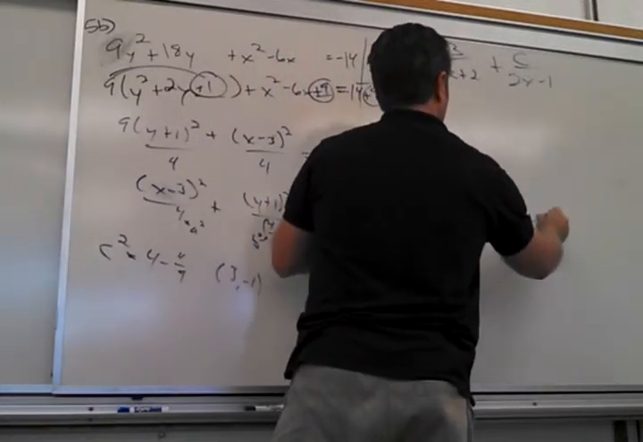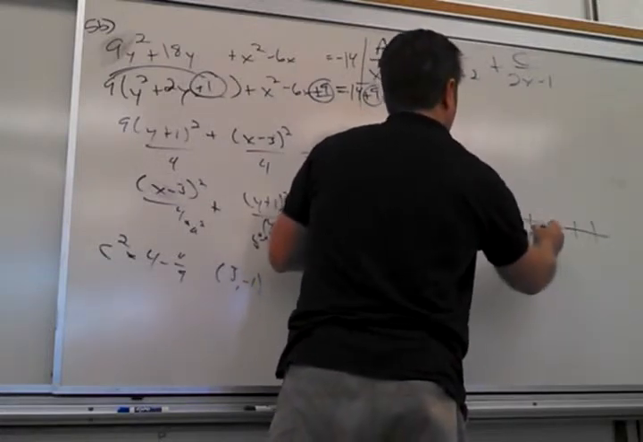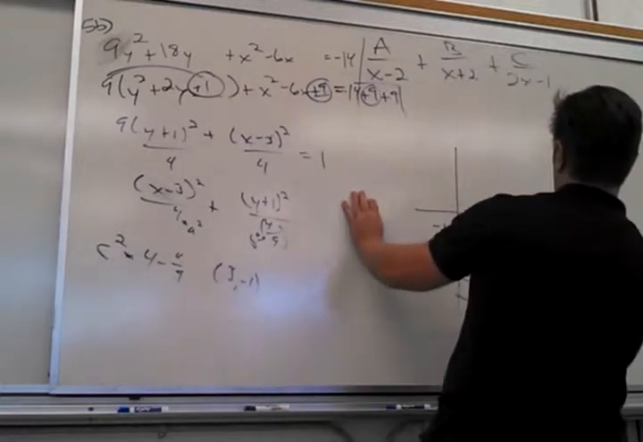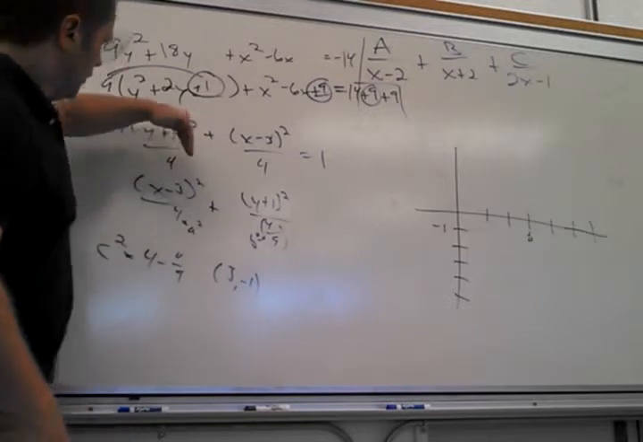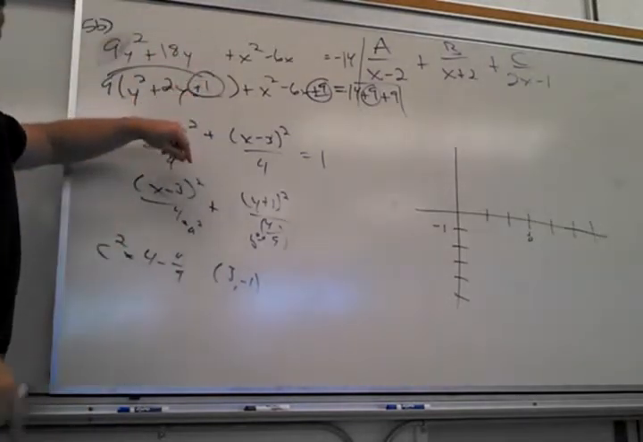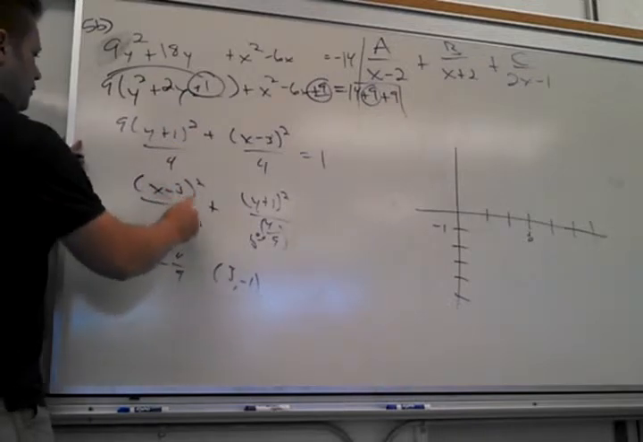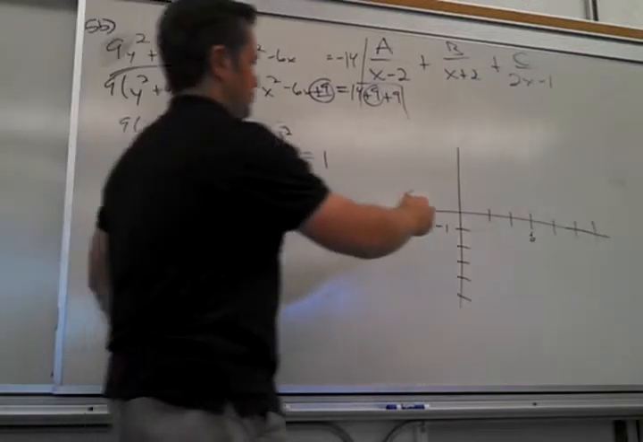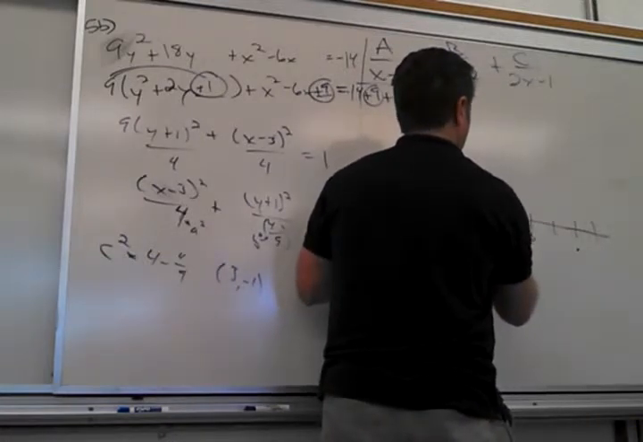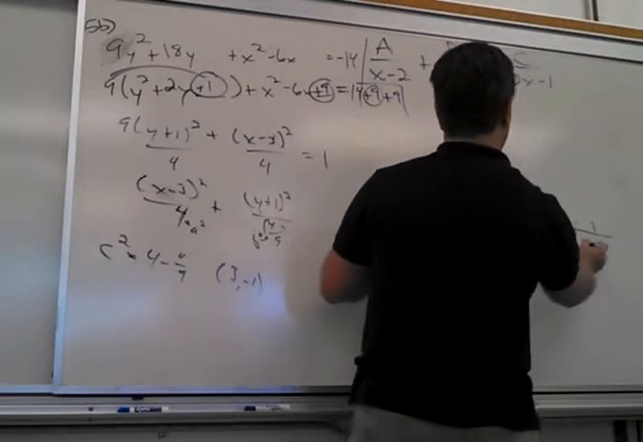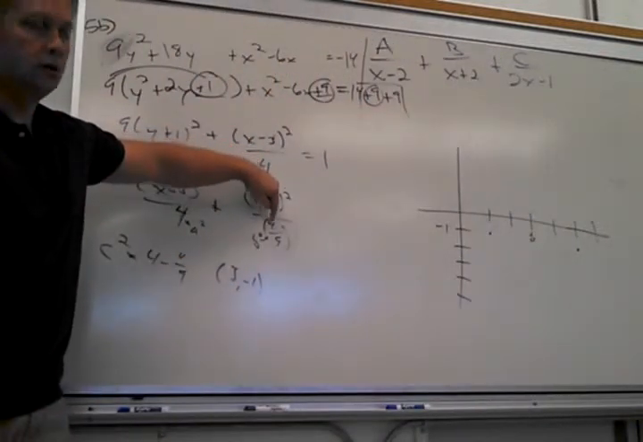So here's 3, -1. It's my center. And then how far in the x direction do I want to move? 2. So I go up 2, back 2. And then in the y direction, I want to go up and down 2/3.